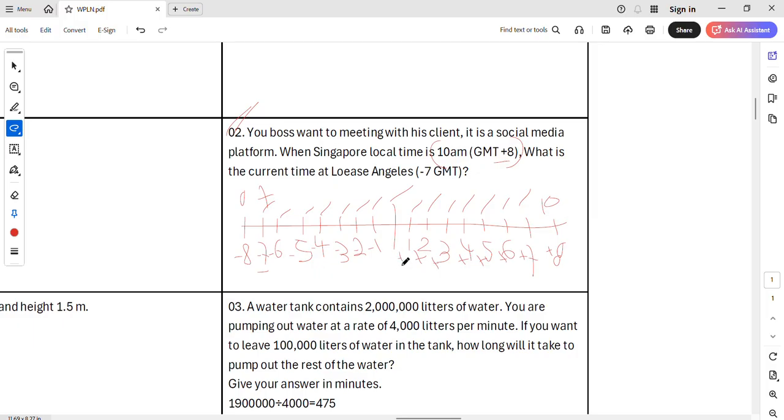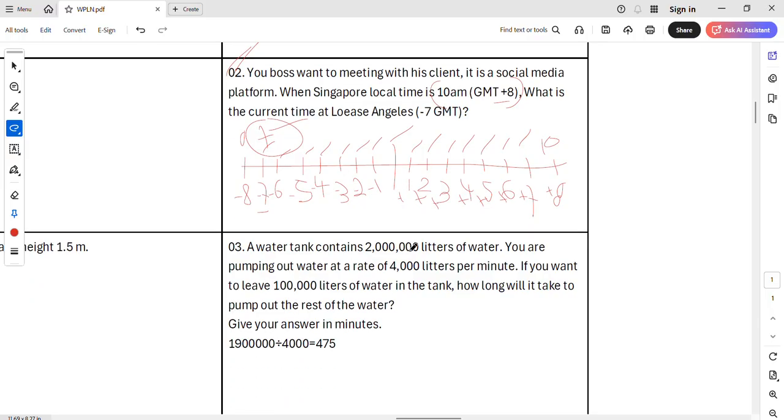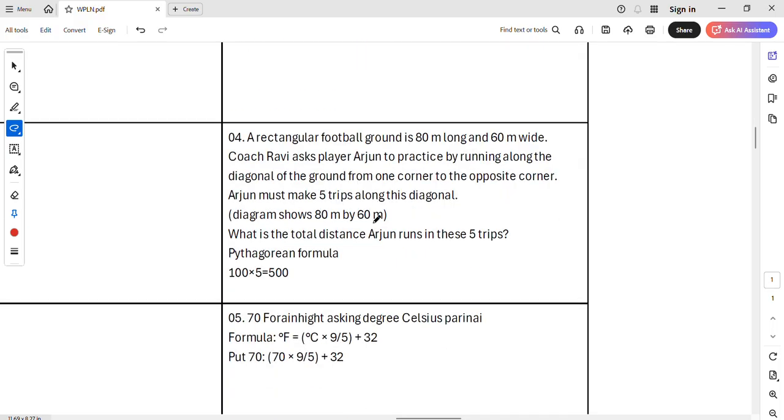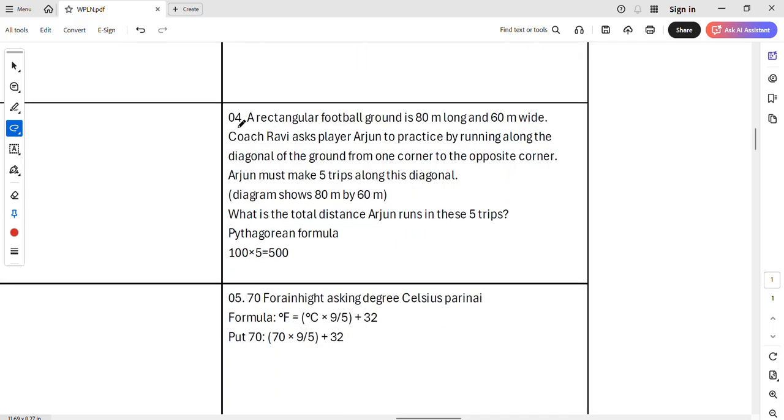Okay, so starting from the local time, we count from the plus GMT, Singapore plus 8, and Singapore is 10 a.m. So we continue going to the previous day, which is 7 p.m. Okay, so the current time in Los Angeles is 7 p.m. So this is the formula we count. Number 3 we already discussed.